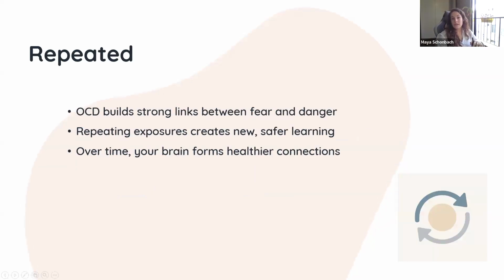Next, the exposure needs to be repeated. Your brain has already built really strong links between fear and danger, and the compulsions reducing that fear and danger, and between the intrusive thought and the feared outcome, right? And also the interpretation of the intrusive thought. So you need to repeat your exposures in order to create new, safer learning, in order to create new wiring in your brain and to understand that it is not dangerous to feel these emotions.